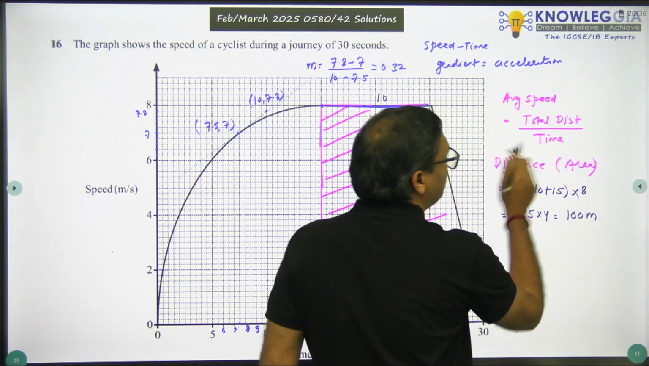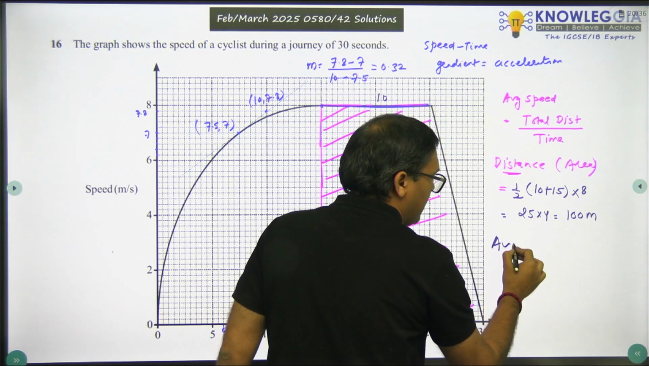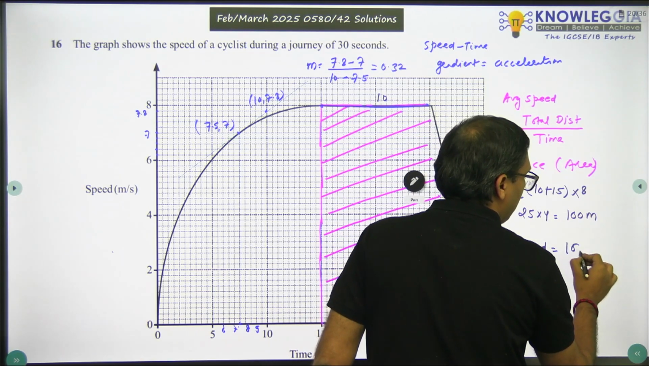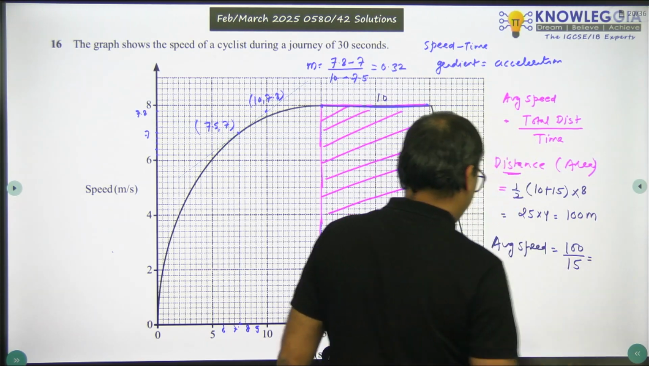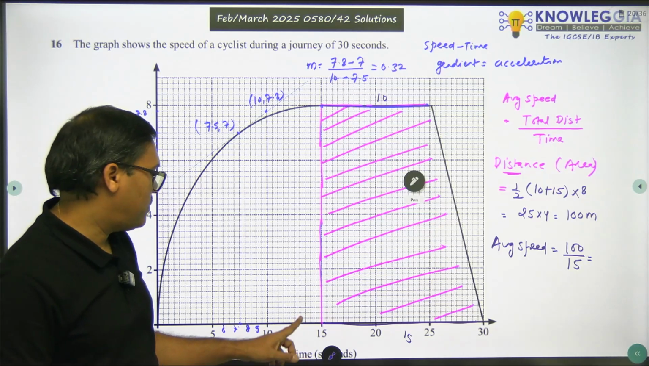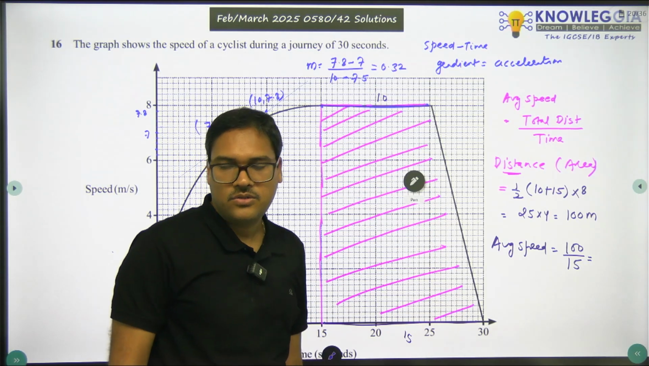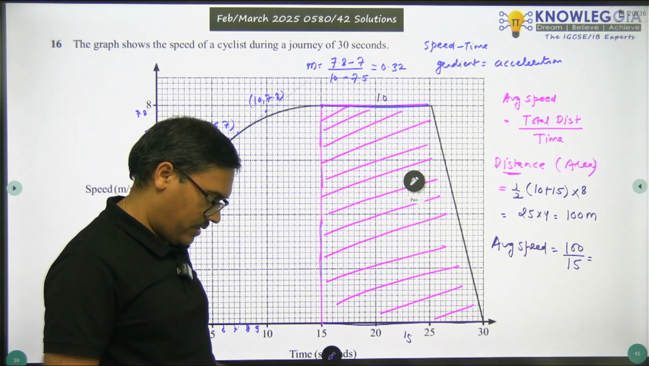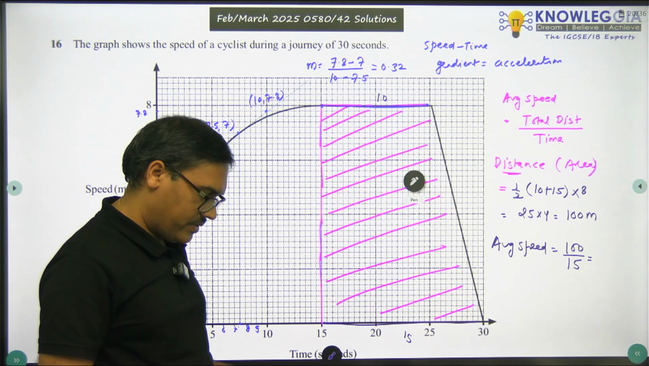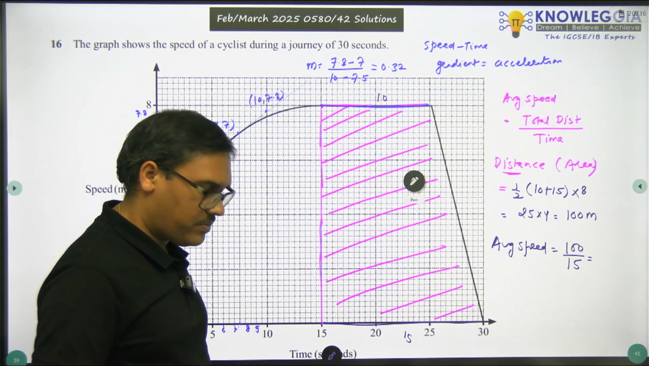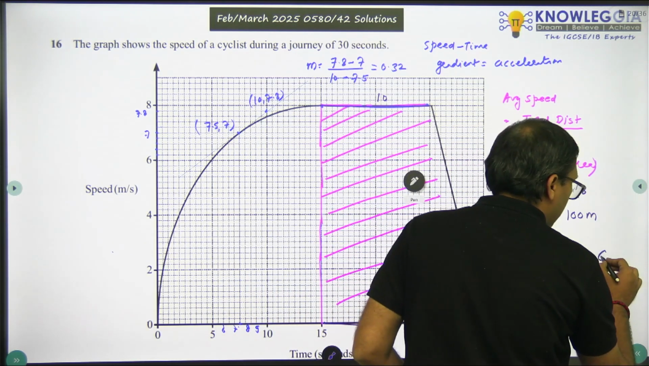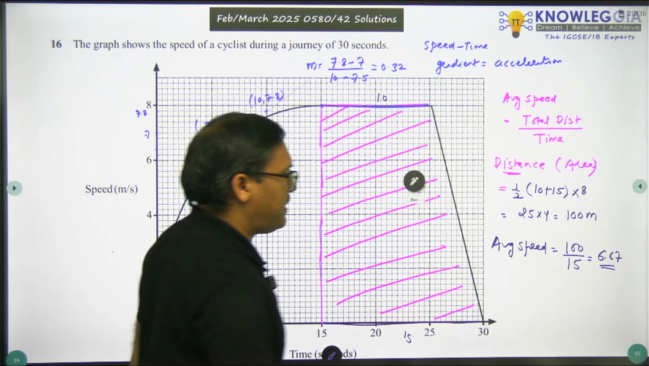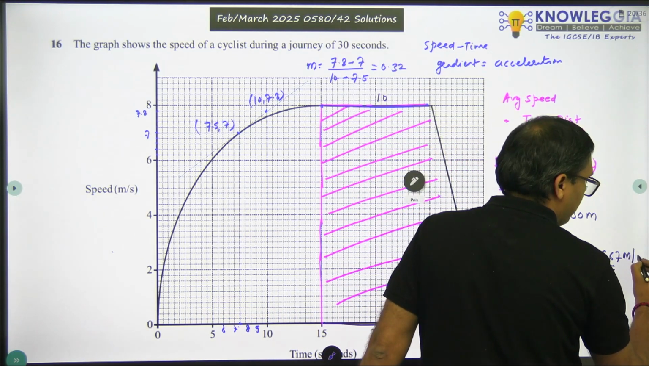So what is the average speed? Average speed is equal to total distance traveled, which is 100, upon time taken, which is 15 seconds, because you have to calculate between 15 to 30 seconds. So what is 100 divided by 15? You can just calculate this. 100 divided by 15 is 6.66. That is the answer, 6.67 meters per second. This is the average speed.